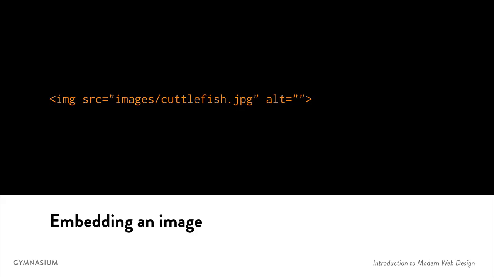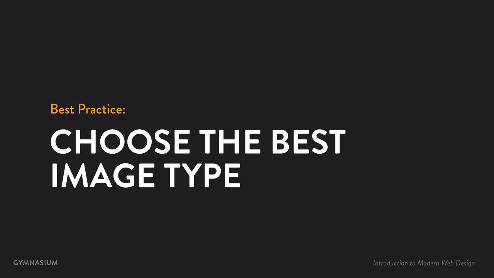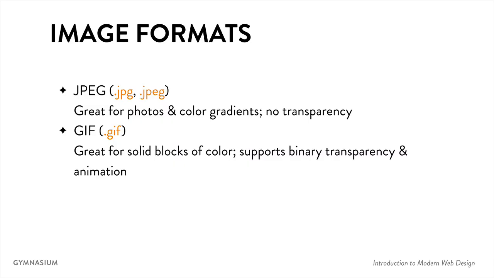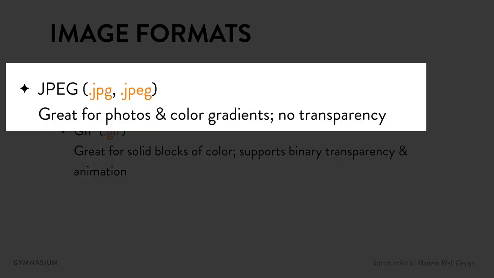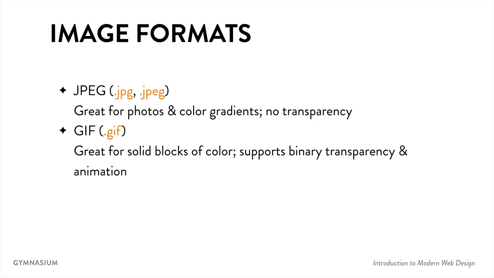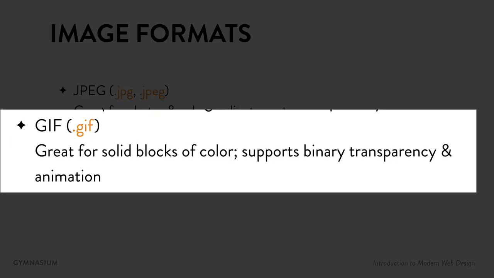Now, when using images, it's really important for you to choose the best and most appropriate image type for each context. So for instance, if you have something that's a photo or has a lot of color gradients and doesn't require transparency, a JPEG may be the most appropriate image format for you to use because of the way it compresses the image down. If, however, you have something with solid blocks of color that requires just some binary transparency, in other words, either fully transparent or fully opaque, then perhaps a GIF is the way to go.